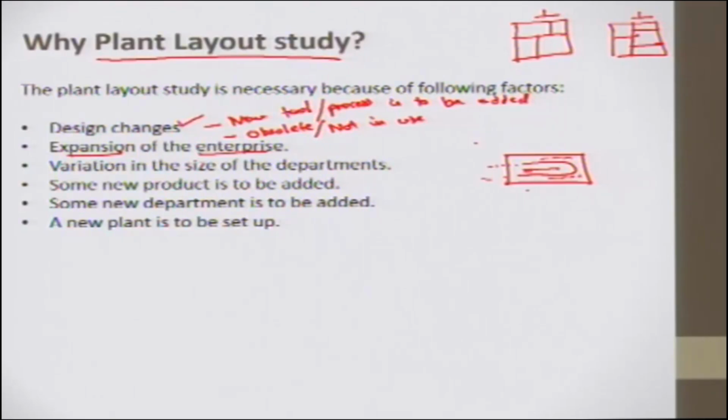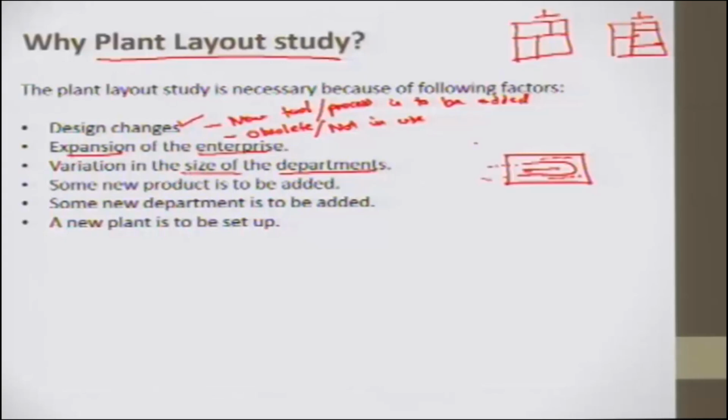So this is one of the factors here. Then there is variation in the size of the departments. Sometimes the department size varies. For example, in recent years, R&D is taking place very fast in automobile manufacturing, in mobile manufacturing, and I would rather say in almost all products. The R&D department is playing a very big role. So that is why the size of the R&D department would become bigger.